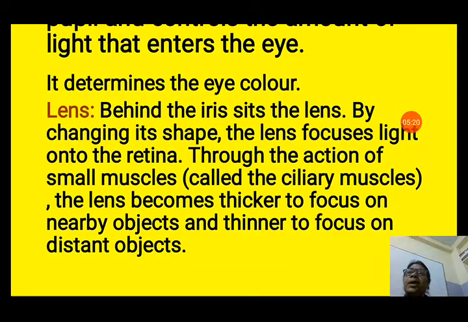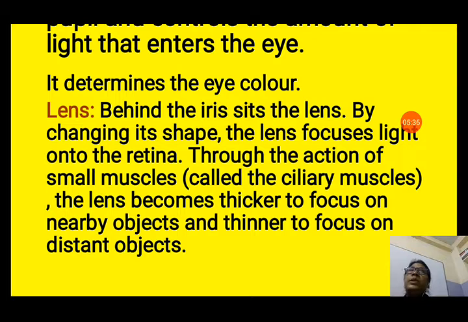Now, lens. Behind the iris sits the lens. By changing its shape, the lens focuses light onto the retina. According to the distance of the object, the lens can change its shape. The lens focuses light onto the retina.